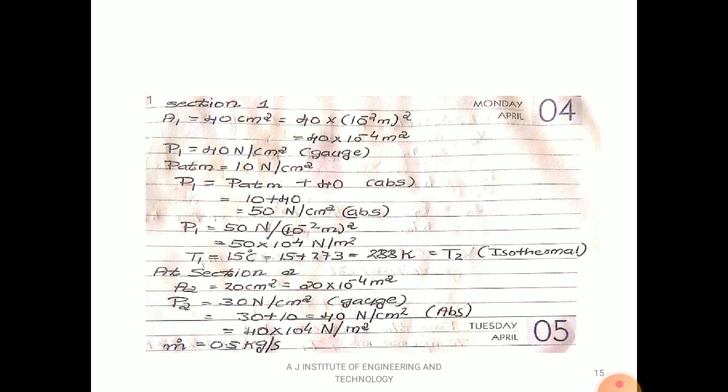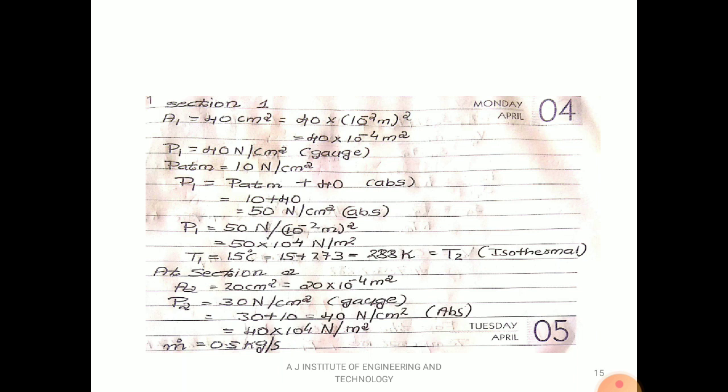Similarly, convert temperature from degree centigrade to Kelvin. The SI unit of temperature is Kelvin. So T1 is given as 15 degree centigrade, that is equal to 15 plus 273, that is equal to 288 Kelvin. So that should be equal to T2, because it's the isothermal process.